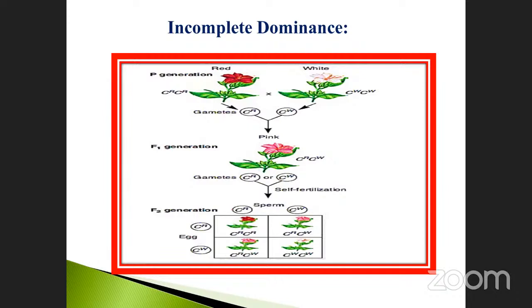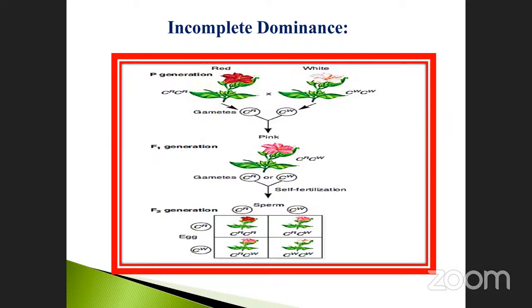What happened here? The corresponding gametes will be produced. See here, the capital C and the R are expressed here. Gametes are also produced similarly by the white flowers, C^W. The combination of these two, what happened? The pink color will be expressed. C^R C^W looks like a pink color. It is not similar to the parent red, and it is not similar to the white.